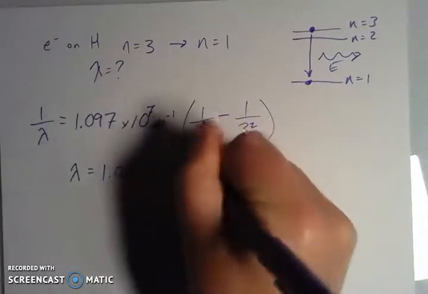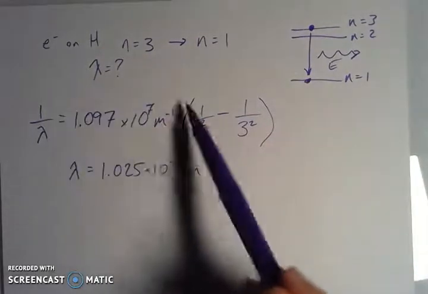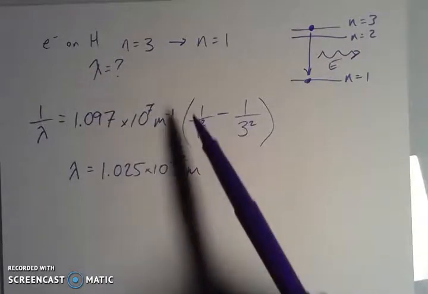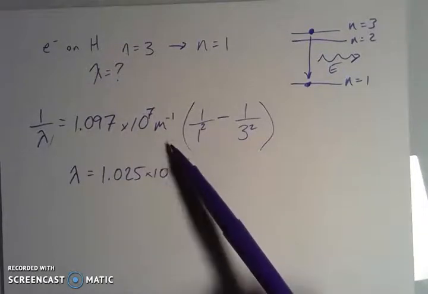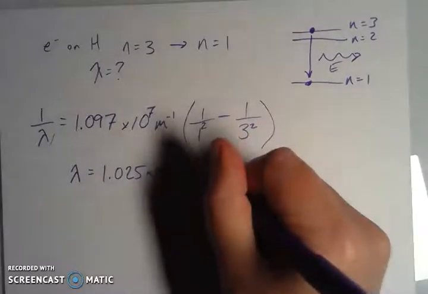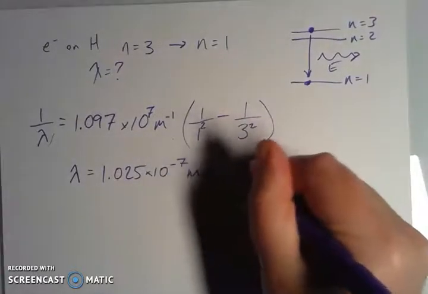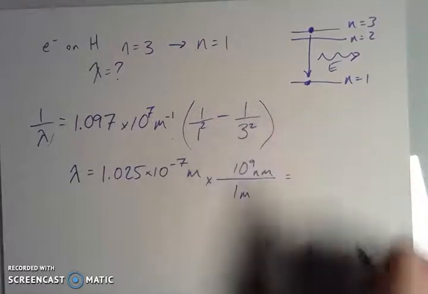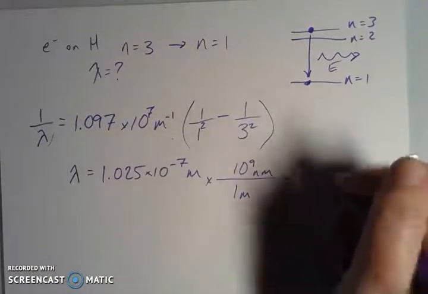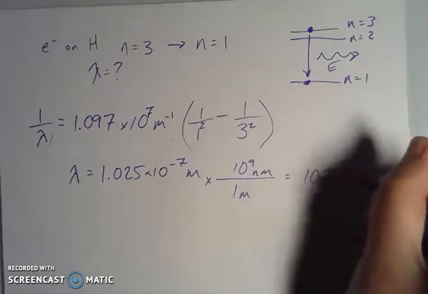negative 7th meters. Now you'll note that I ended up with meters here because my constants, when I combined all their units together, gave me an answer in per meters. And then I took the inverse over here. So when I take the inverse of this, that's just going to pop it back to the top and give me meters. And so maybe it's easier to think about in terms of nanometers. We talked about that with the electromagnetic spectrum, that 1 meter is equal to 10 to the 9th nanometers. So that would give me, if I round to 3 sig figs, or if I don't, it doesn't really matter, 102.5 nanometers.